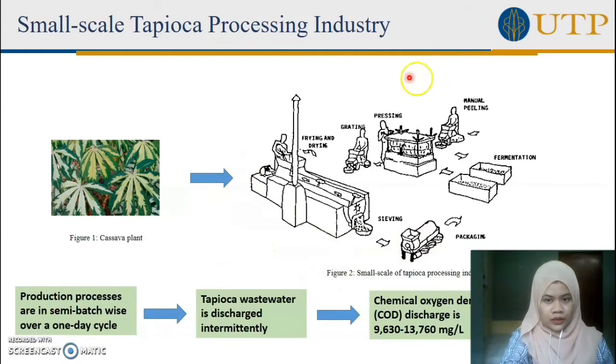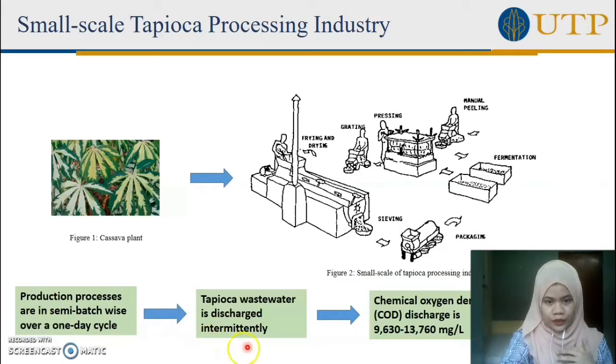Since it is small scale, the whole process is not fully automated yet, whereas some parts of it still require human energy, for instance, to do the peeling. Next, the production processes are usually semi-batch wise, hence the name just now, and it is done over a 1-day cycle.